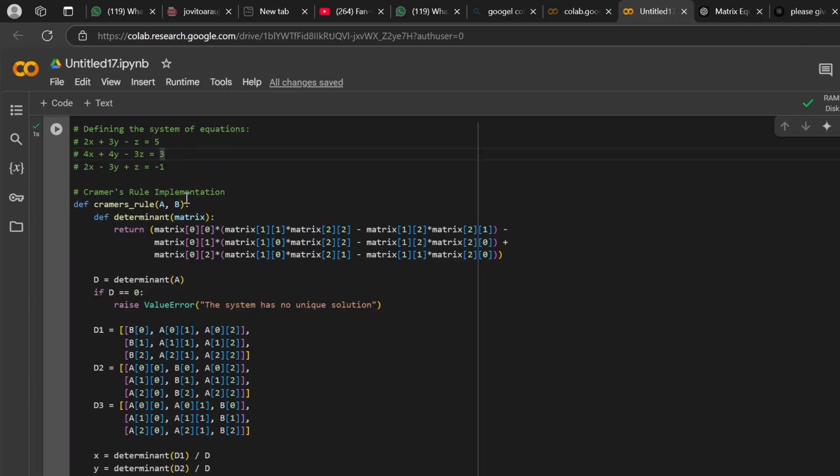First, we will explore the approach to solving this equation. The first one, we're using the Cramer's rule implementation. Because we are using Cramer's rule, we find x equals x Cramer, y equals y Cramer, z equals z Cramer.